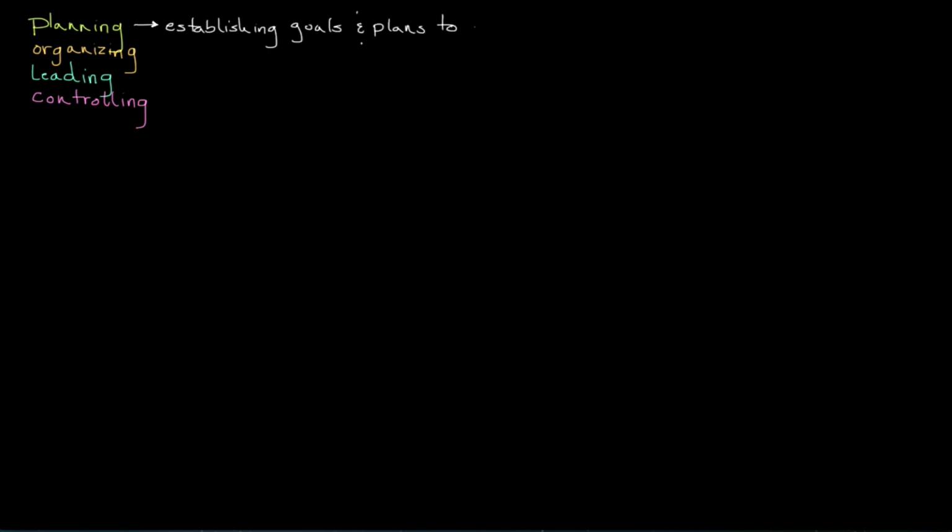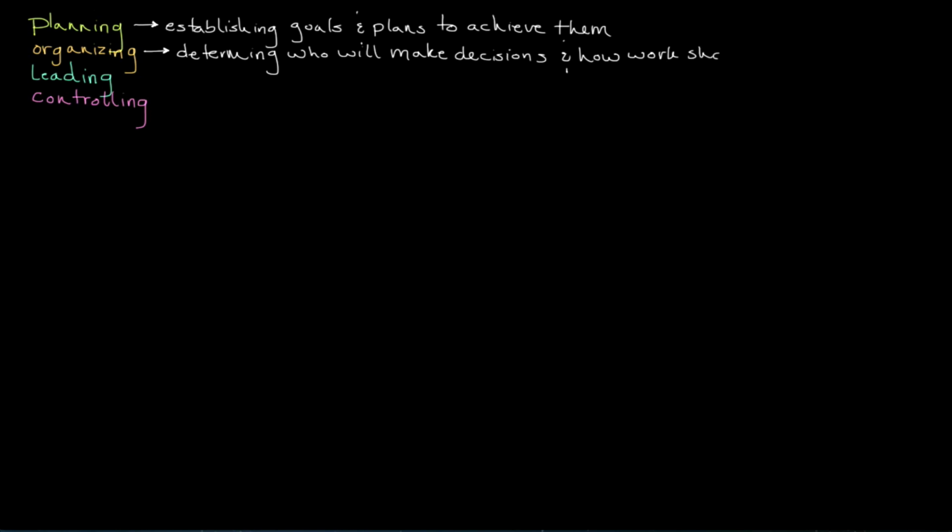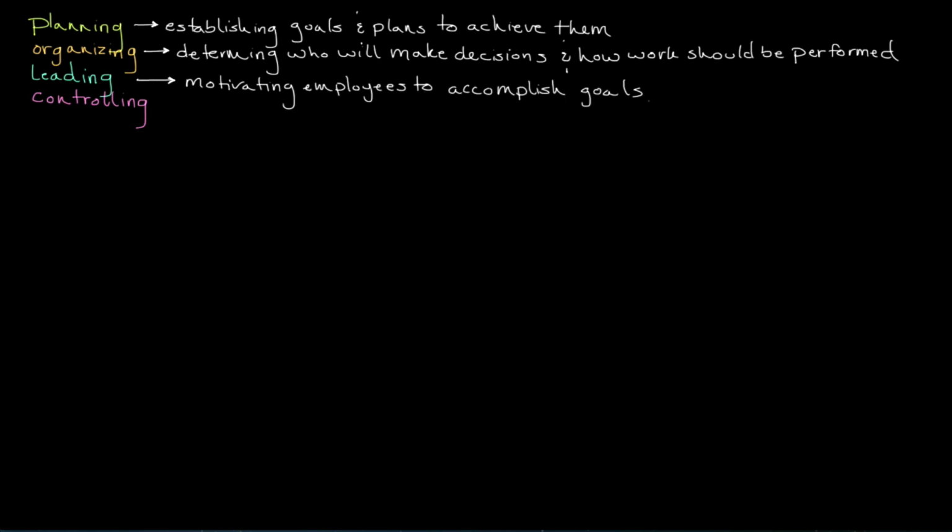To some extent, all managers engage in planning, organizing, leading, and controlling. To this point, we've discussed planning, which involves establishing goals and outlining plans to achieve those goals, organizing, which entails determining who in the organization will make decisions and how work should be performed, and leading, essentially motivating our employees to accomplish the goals and objectives that we establish.